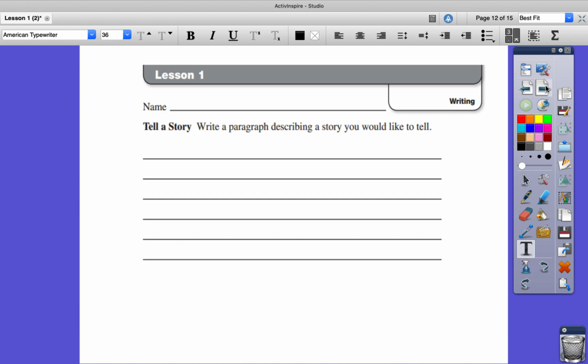So now, in your online writing journal that you can find in Google Classroom, under my Writing Google Classroom, you have a writing journal that is a Google Doc. Under Lesson 1, you're going to type and answer this question here: Write a paragraph describing a story you would like to tell. So what is a story that you're thinking about?